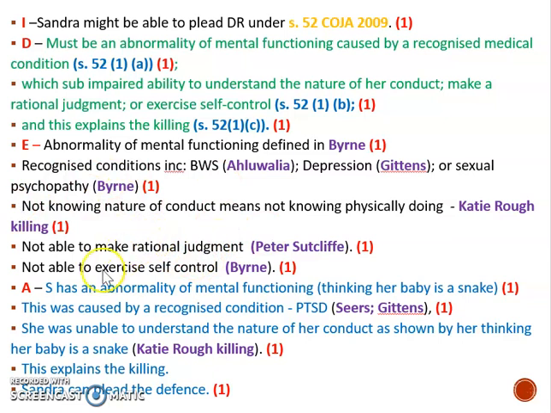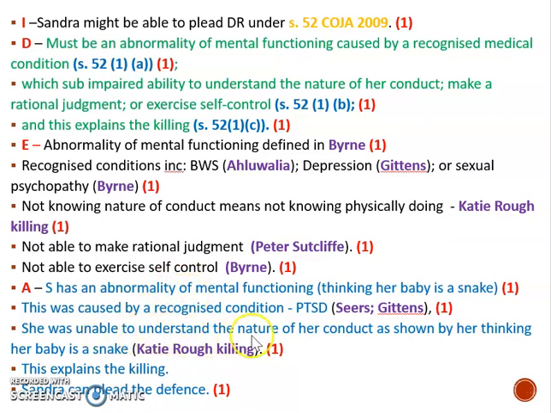And then in my application, I've done blue here for you. So I'm going to go through those three requirements in order in Sandra's case. So Sandra has an abnormality of mental functioning because she thinks her baby is a snake. And you're pointing out the obvious here, but it's abnormal. The reasonable man would say it was abnormal to think a human baby was a snake. This was caused by a recognised condition, post-traumatic stress disorder. Sears and Gittins both tell us depression is a recognised condition. So she's meeting requirement 1 in those points.